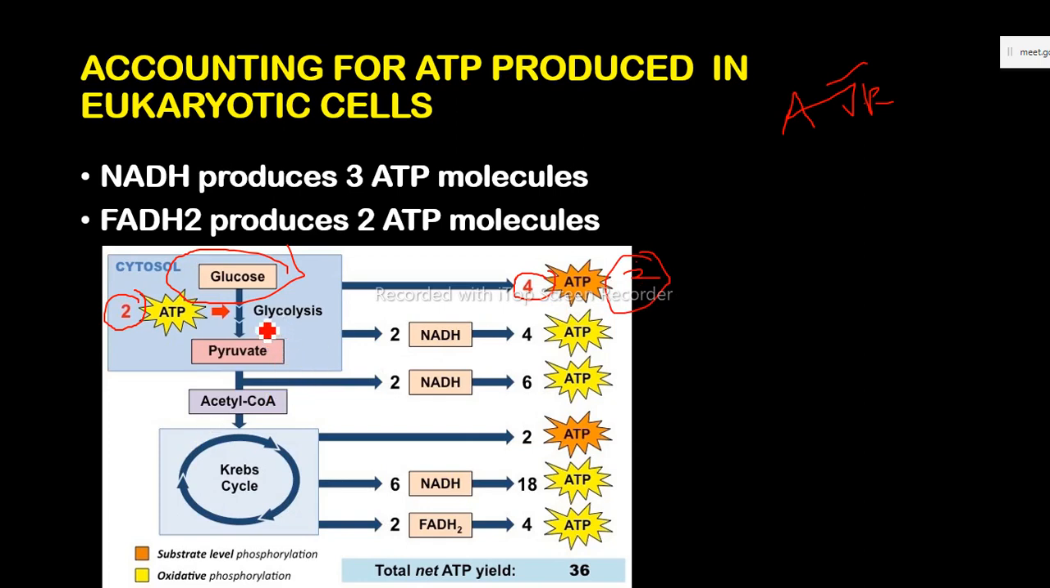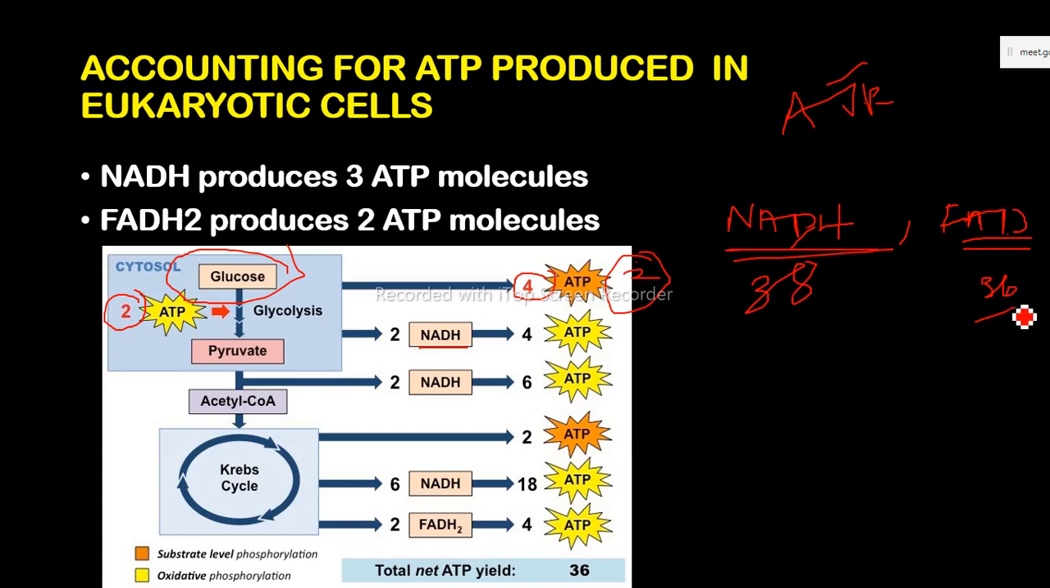Now in the pyruvic acid activation stage, this process of converting pyruvic acid to acetyl-CoA, there is NAD that is produced. Now you can either produce NAD, if the electrons are taken up by NAD, or the electrons can be taken up by the FAD. If the electrons are taken up by the NAD, that's when you produce the 38 ATP molecules. But if the electrons are taken up by the FAD, then that's when you produce 36 ATP molecules. Now, you form one NAD, but remember, from here, there are 2 cycles running.